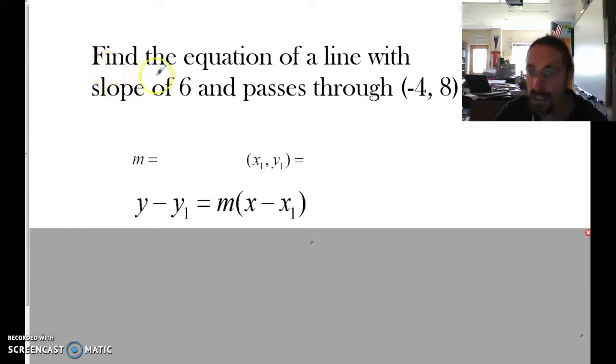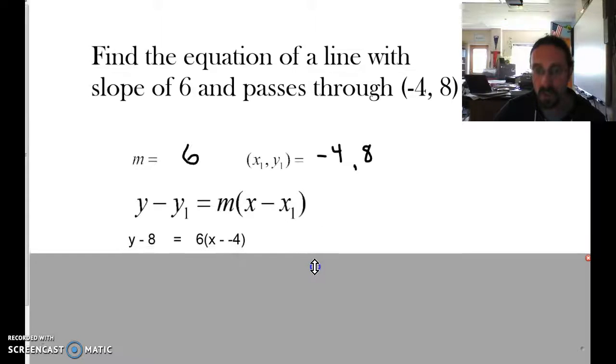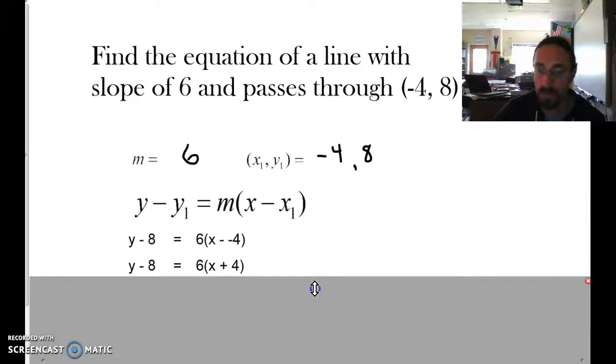So let's go ahead and try this. Find the equation of a line with a slope of 6 that passes through the point -4, 8. Well, I already gave you the slope is 6, and I've got -4, 8. And that works pretty good. Well, now what? What does this mean? Here's my point-slope form. Let's go through it step by step. So y minus 8 equals 6 times the quantity x minus -4. Of course, x minus -4 is the same as x plus 4.